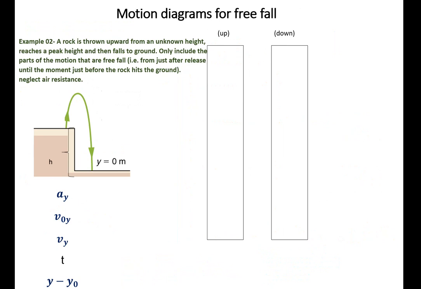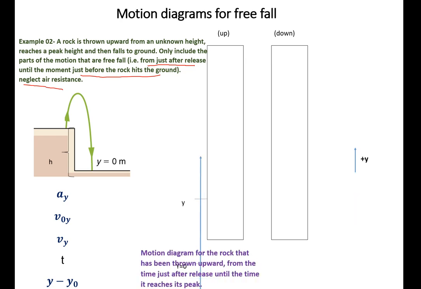Now let's consider a rock thrown upward from an unknown height, and it reaches a maximum height above the ground and then falls to the ground. So I want you to think about how to draw a motion diagram, including the parts of the motion that are in free fall, which means from just after release until the moment just before the rock hits the ground. And you have to neglect the air resistance. So I'm going to consider the ground as the reference point, and also I'm going to take up as positive.